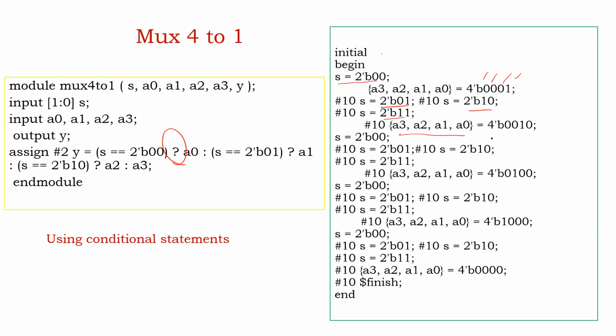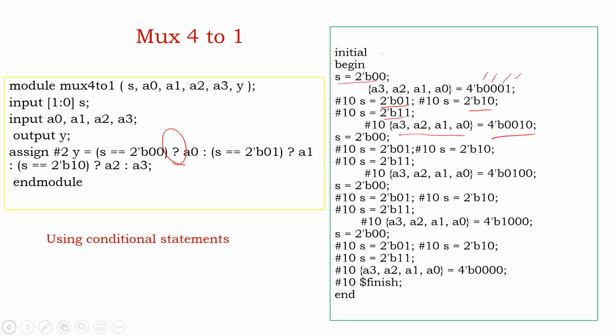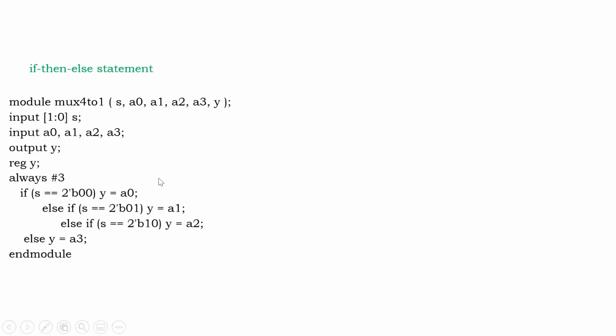Next, inputs are again changed. So that is the way you can write the test bench. We completed this one earlier, so I'm moving fast. Earlier, the 4 to 1 mux was implemented with conditional statements. Now I'm going to implement it with if and if then else statements. Everything is the same up to here.